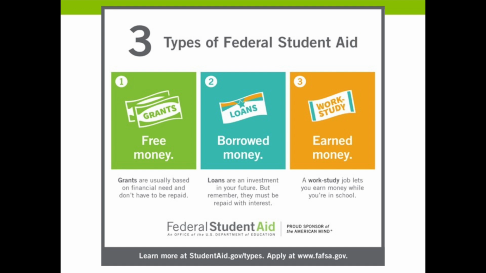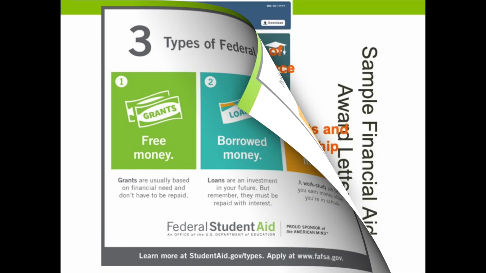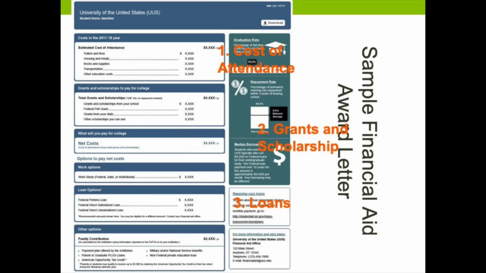Grants and scholarships are free money and you don't have to pay them back. Loans are borrowed money that eventually you will have to pay back, and with interest. And work study is money that you earn while having a job on campus. Now let's return back to that generic financial aid award letter. On this letter, you'll be able to find your grants and scholarships after your cost of attendance. And the total amount of grants and scholarships is subtracted from the estimated cost of attendance to give you a net cost. Then you'll see some options to pay for that net cost. Some of those options include work study and loans.